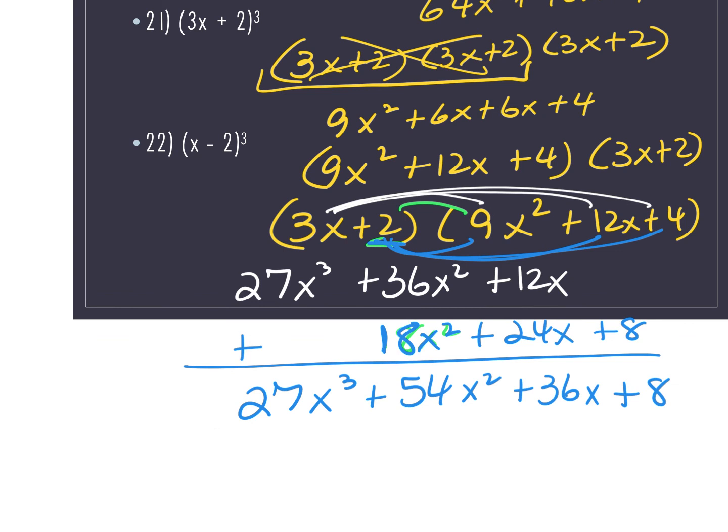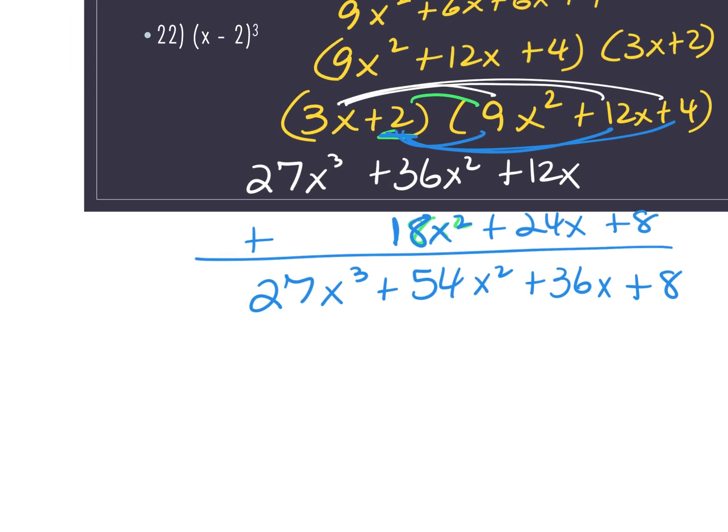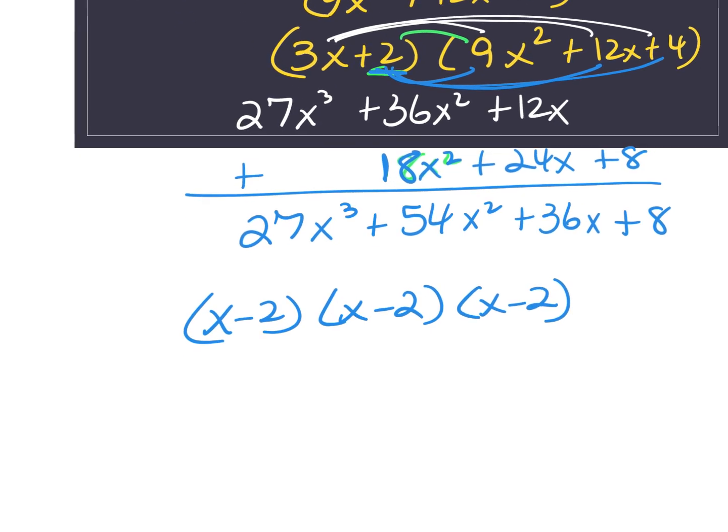For the next one, I'm going to do exactly the same thing. I'm just going to write it down 3 times, and I'm going to FOIL 2 of them and then distribute the third one. So for number 22, x minus 2, x minus 2, x minus 2. So I'll go ahead and distribute the first 2. So x squared minus 2x minus 2x plus 4.